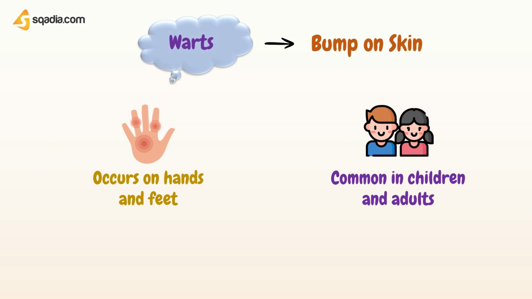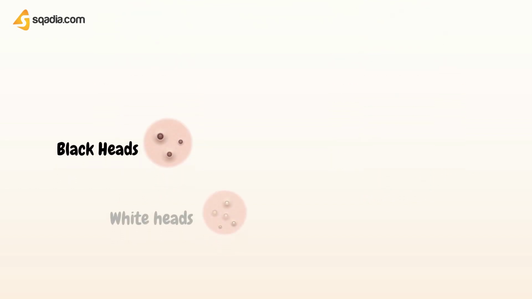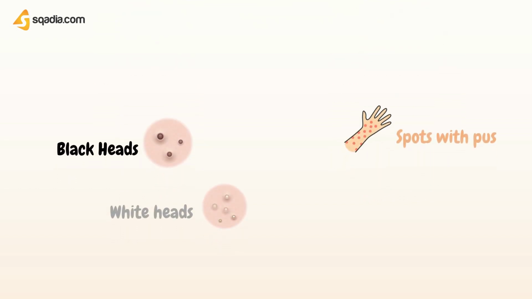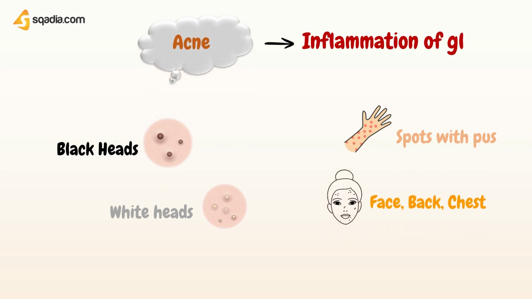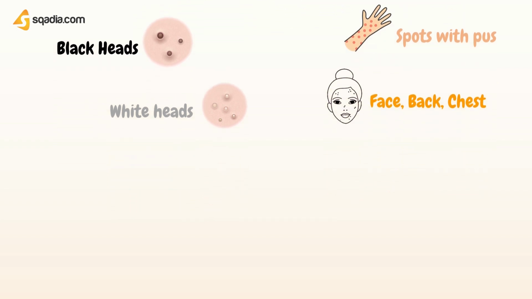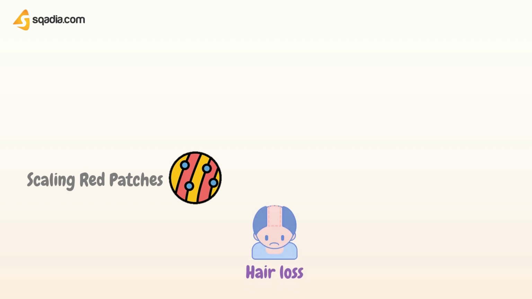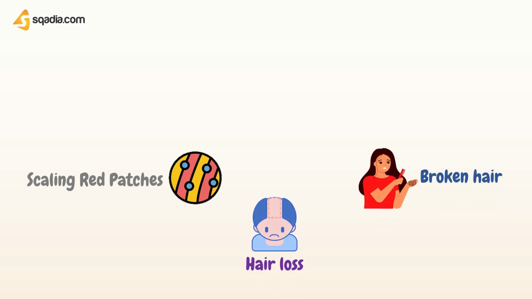And what if your patient is having blackheads, whiteheads, elevated spots filled with pus, most often found on the face, back, chest, and shoulders? Then these symptoms might be caused by acne, which is an inflammation of the glands and hair follicles, producing pimples.